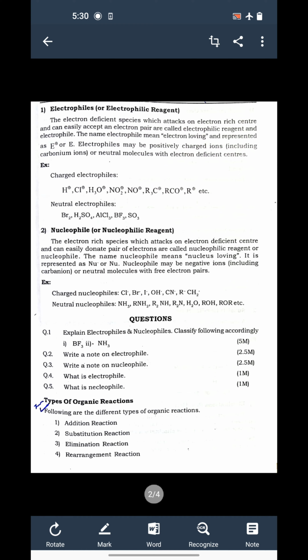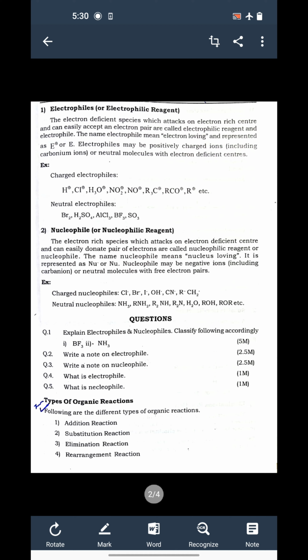और electron deficient means जहाँ इलेक्ट्रॉन कम है, जहाँ पॉजिटिव चार्ज है, वहाँ पे ये न्यूट्रल न्यूक्लियोफाइल्स अट्रैक्ट कर सकते हैं. So these kinds of species which either carry negative charge or may be neutral, but both are attracted towards an electron deficient center, are called nucleophilic reagents or nucleophiles.